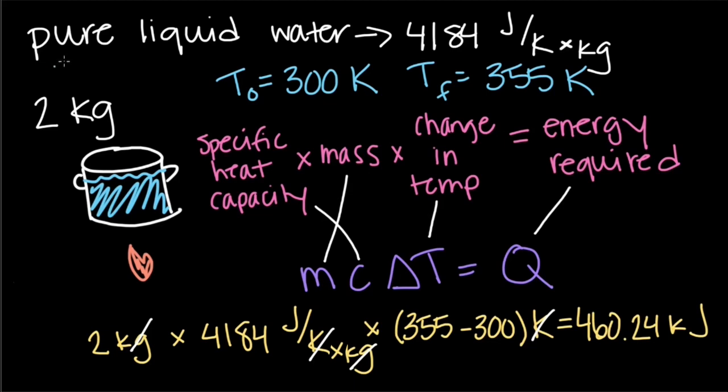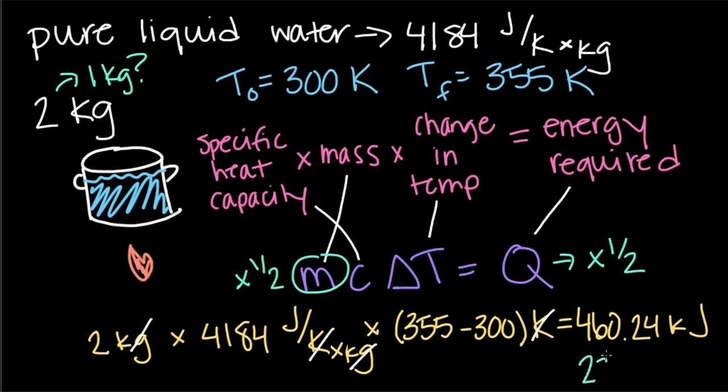Now, let's consider the other pot. If this pot has 1 kilogram of water, how would that change our calculation? Pause the video and think about what its heat capacity would be. So because we still have the same material and therefore the same specific heat capacity, the total heat capacity is going to decrease by half because the mass is half. And since we still want to raise the water's temperature the same amount, this means that the energy required is going to decrease by half as well, now requiring 230.12 kilojoules. So now we can see how the mass as well as the material affect the heat capacity.